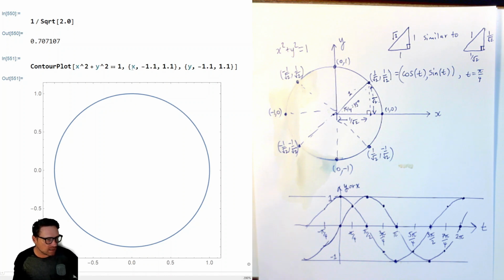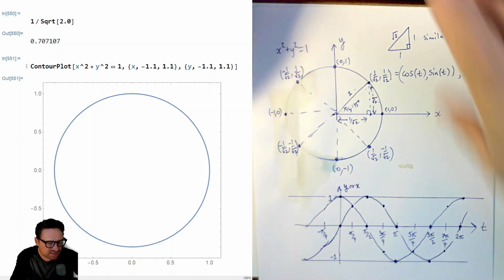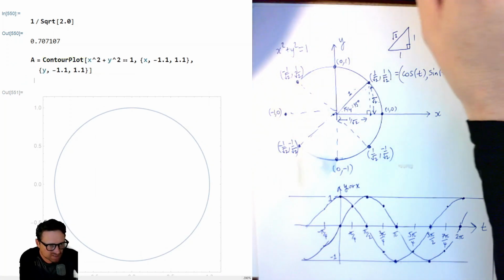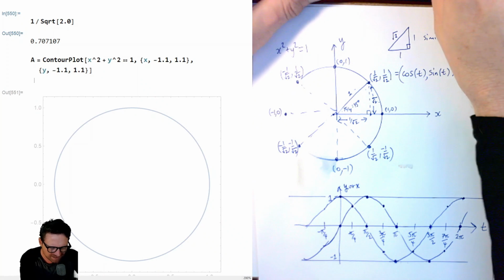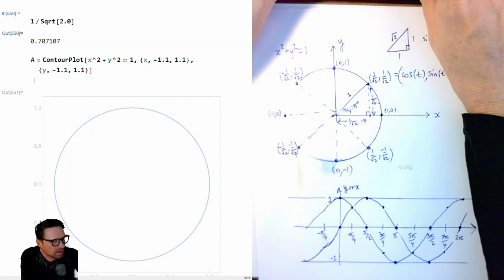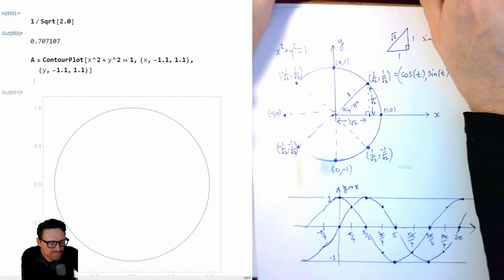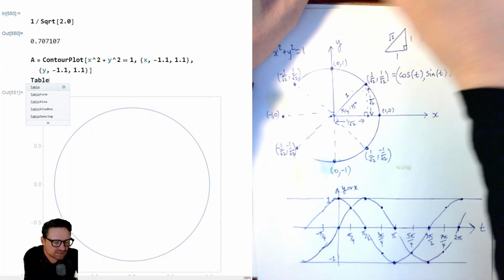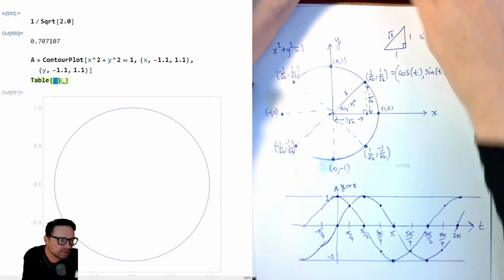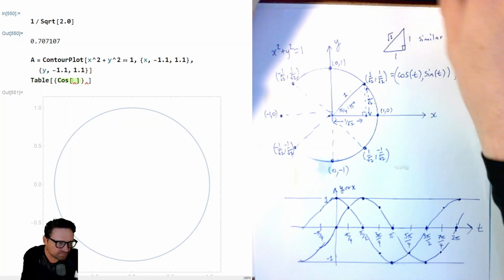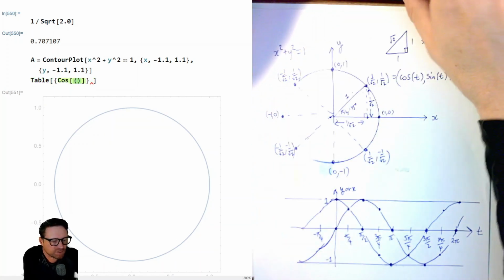And now let's give this a name. Let's call this A, because I want to show this together with something else. All right, now I want to make a plot of all of those points, and so let's just say we want to tabulate. So let's write Table, and then I'll put Cos. Now we've gone in multiples of pi on 4.